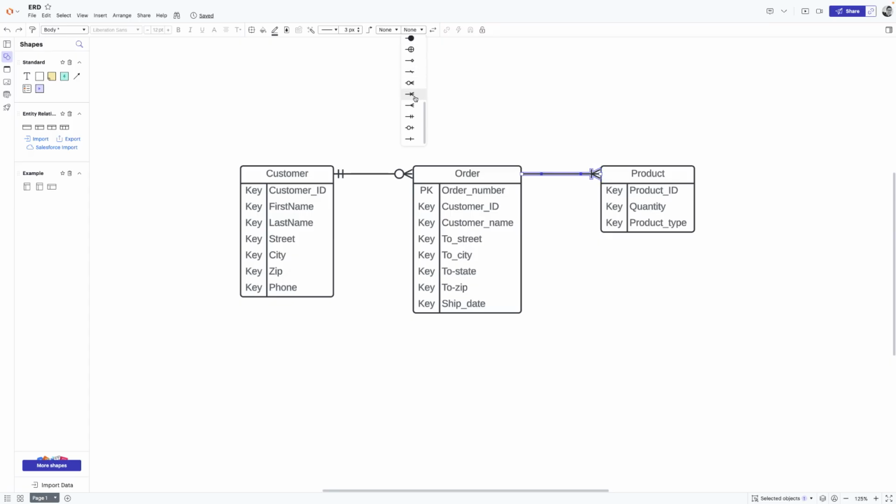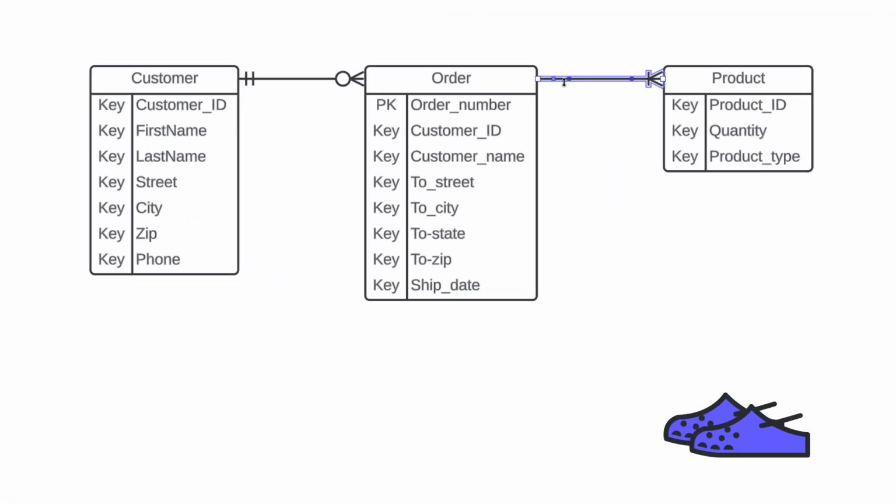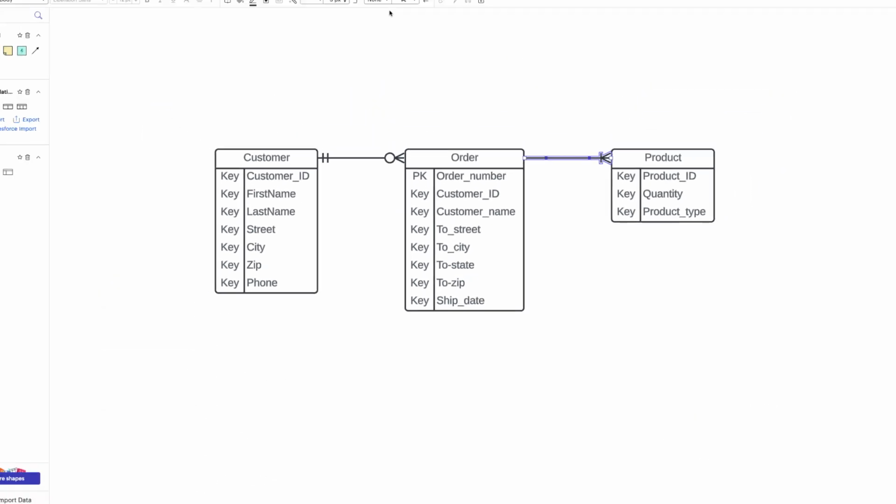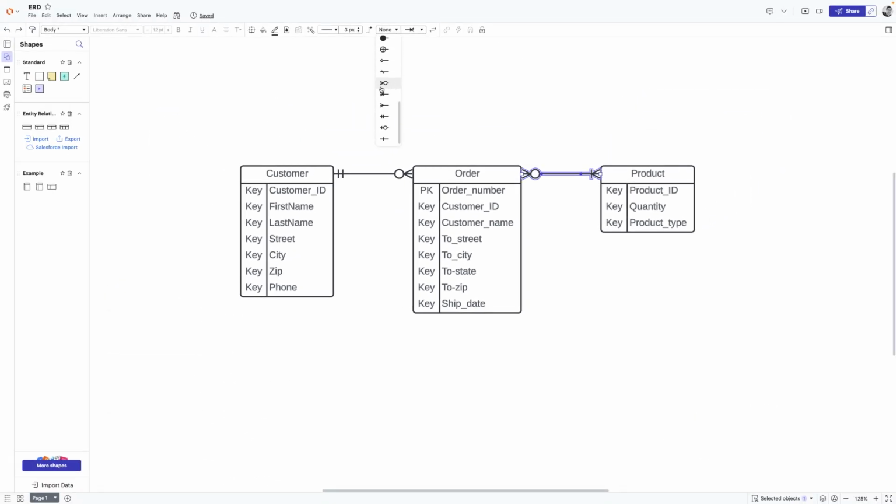Now we'll ask ourselves that question in reverse. A product can be a part of how many orders? Well, a product could be a part of no orders, but it could also be a part of many orders. So we're going to use this zero or many notation on our diagram.